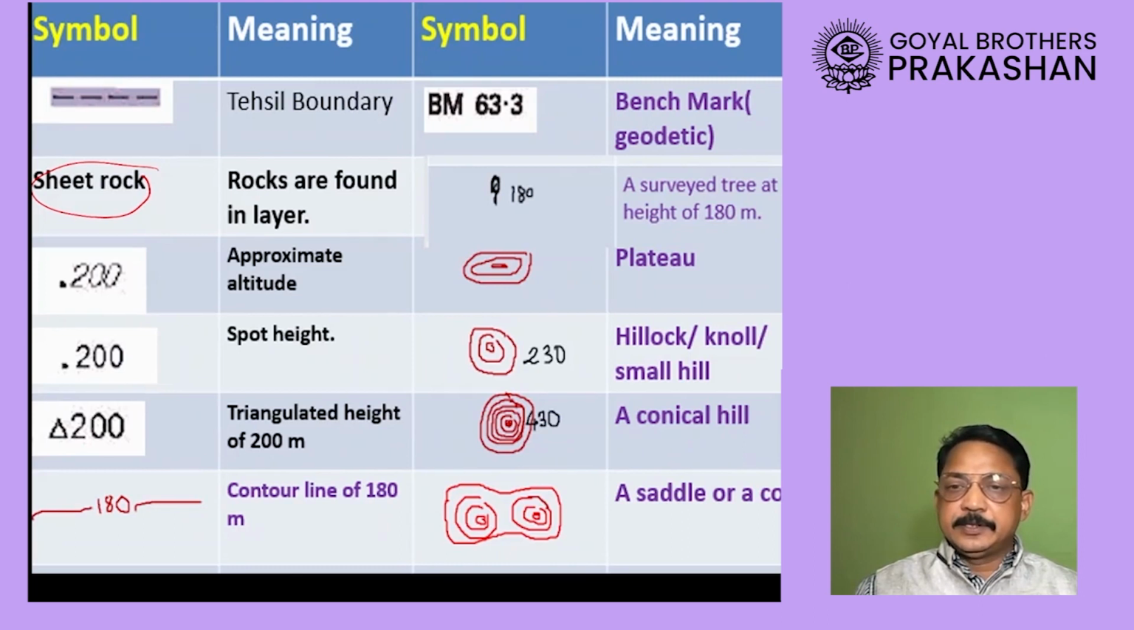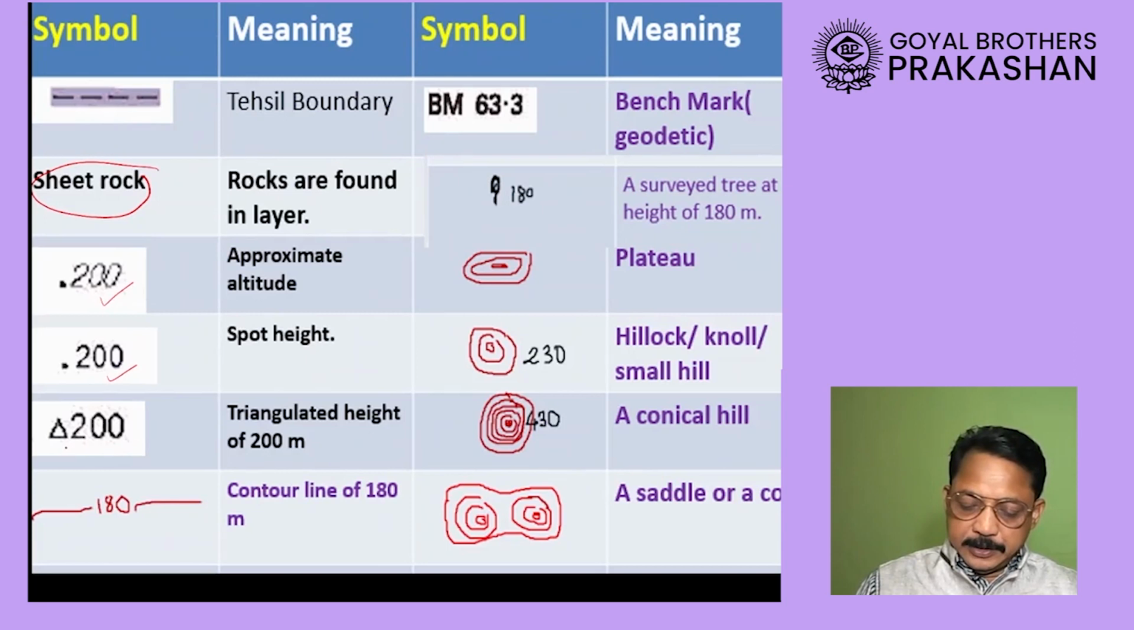Then you will find some numbers here as it is shown here, a dot and a number. Whenever you see a dot and a number written in black, that stands for the altitude of that place, and we call this dot and a number by the name spot height. Please remember, every altitude in a topography map is always shown in meter. So here the unit will be 200 meter.